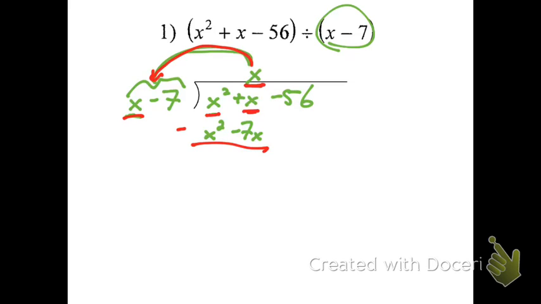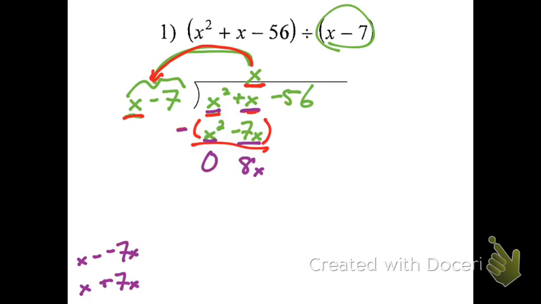Now, the trick here is we have to subtract now. We have to subtract this whole thing. So I'm going to take it one step at a time. Here we go. What is x squared minus x squared? Well, that's going to be 0. And you should have gotten that 0 there because we want that to go away. Then, what is x minus negative 7x? Once again, x minus negative 7x. Well, that would be x plus 7x, which is why I'm going to put 8x right there.